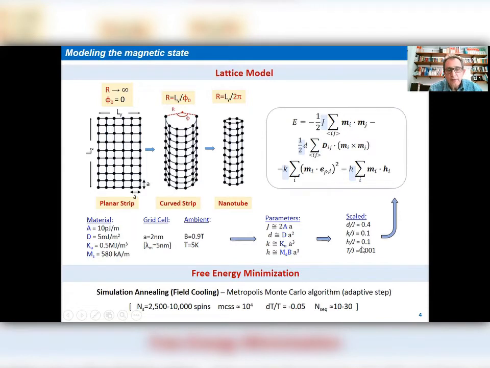To find the equilibrium states, or the ground state of the system, we use a simulated annealing procedure, or field cooling procedure if you want, employed using the Metropolis Monte Carlo algorithm with single spin updates and adaptive steps to accelerate the approach to equilibrium.